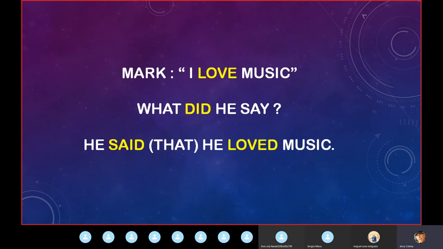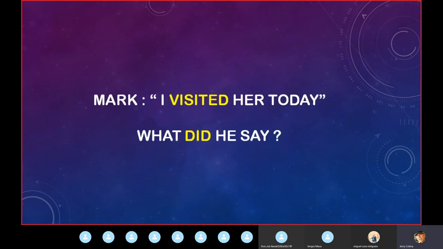But I have to observe that the question is in past. What did? Be careful with that. So I repeat, simple present becomes simple past. I am sure that you remember this. Simple past, like here in this example, I visited her today. Simple past, when you report, normally becomes past perfect.